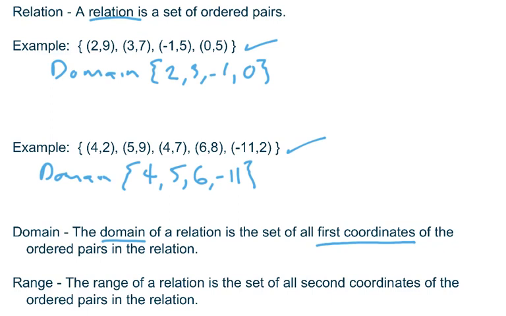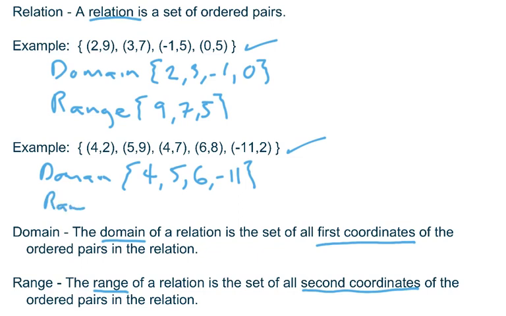Well, even if the definition weren't right in front of you, you probably could guess what the range is. The range of a relation is the set of all the second coordinates. Easy enough. Let's go back to these two examples. In the first example, the range would consist of 9, 7, and 5, the second coordinates, and again, we don't have to repeat the 5, just one time is fine. And in the second example, the range would be 2, 9, 7, 8, and again, I don't really need to relist the 2.